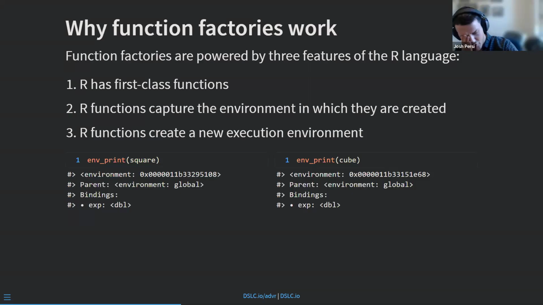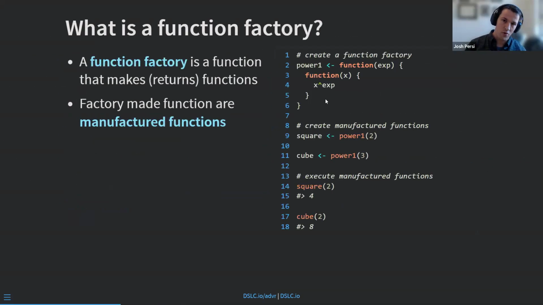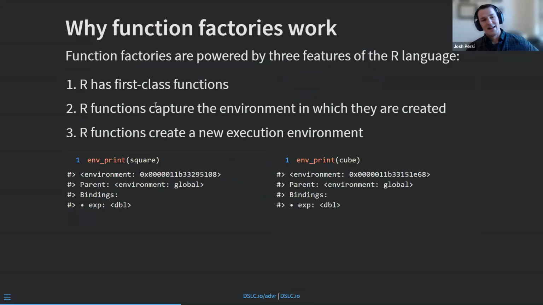Mhm. That's a good point. And I think if we go back to this, where normally in a function, you would return an object of some sort, like an integer, a data frame, something. Here we're returning a function just as if it was any other object, because it is like any other object.